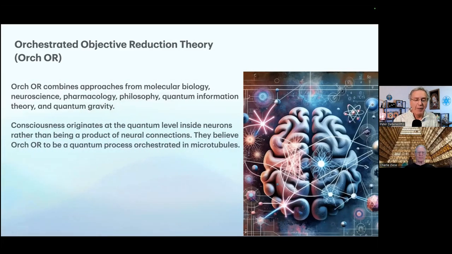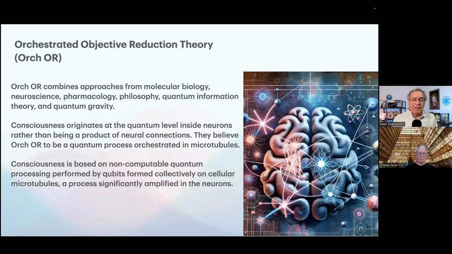And they came up with the idea that consciousness originates at the quantum level inside neurons. So rather than it being a product of the connections, there's something going on at the quantum level that allows them to access consciousness. They believe Orch-OR to be a quantum process orchestrated in microtubules. So if the microtubules do the orchestration, then boom, consciousness is expressed. Not that it emerges, it's expressed.